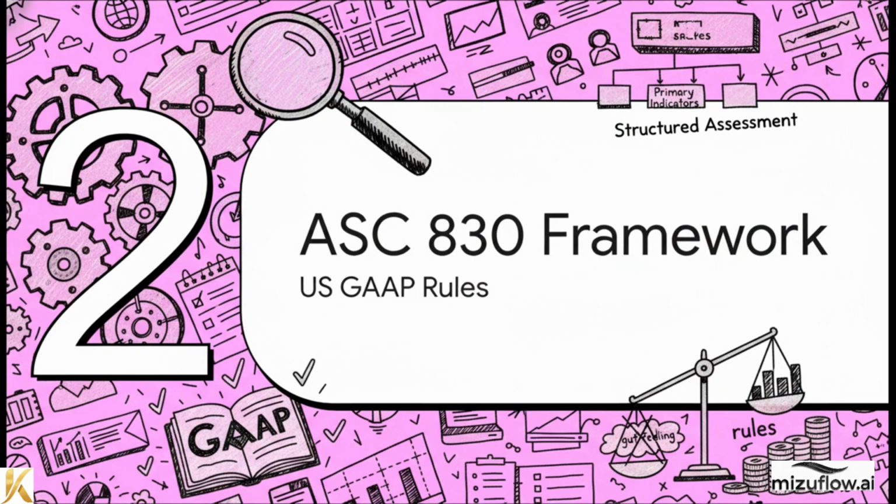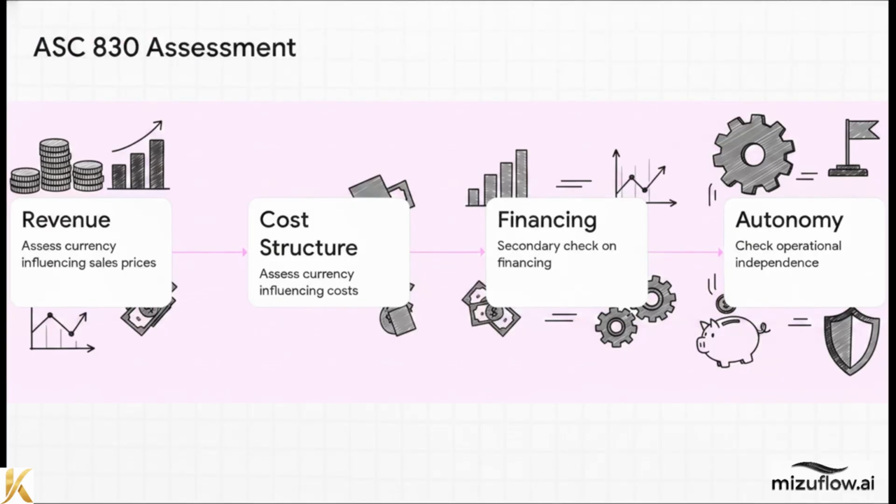Moving on to part 2, the ASC 830 framework. Okay, let's dive into this. US GAAP doesn't just ask for your gut feeling on this stuff. It actually requires a highly structured assessment of primary and secondary indicators. To get to the bottom of our CAD versus USD dilemma, we're going to use this framework as our magnifying glass and walk through 4 distinct steps.